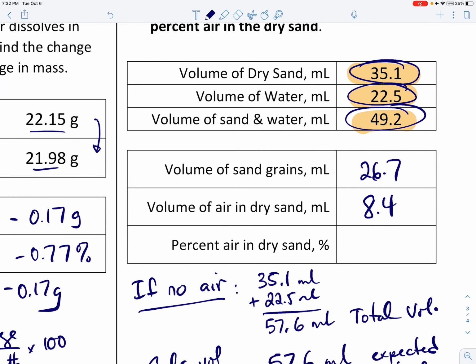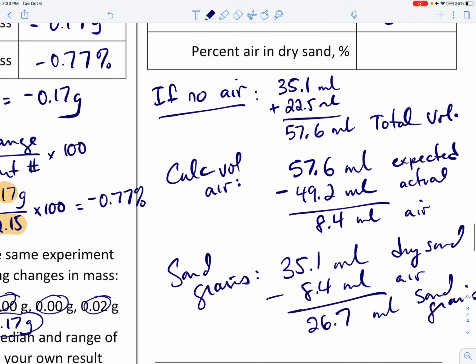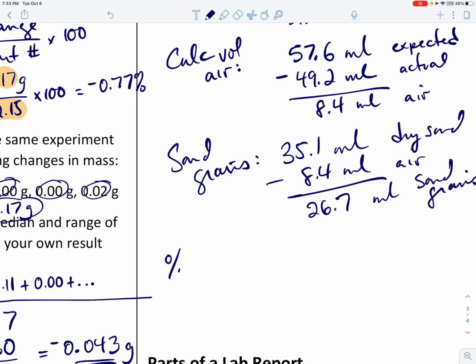Just to see if that makes sense, what was causing the water level to rise when we poured the sand into the water? Well, it was the sand grains that were displacing the water. So if you took the volume of the water, 22.5 milliliters, and add the volume of the sand grains that we just calculated, you should get the volume of the sand and water, which is 49.2.